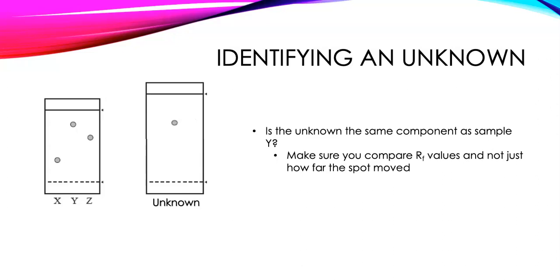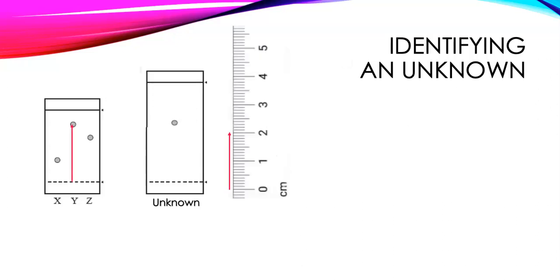So let's do that. Of course, we need a ruler. Let's measure how far dot Y traveled from the origin compared to the solvent front. And so I can measure those and measure an RF value. So sample Y traveled about 2 centimeters. The solvent front was just over 2.5 centimeters. I get an RF value of 0.784.